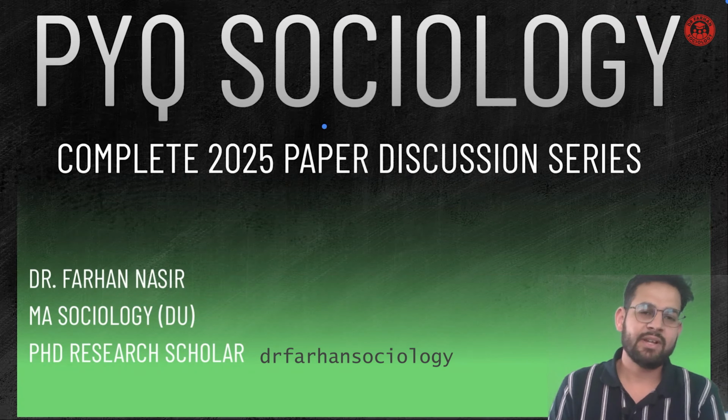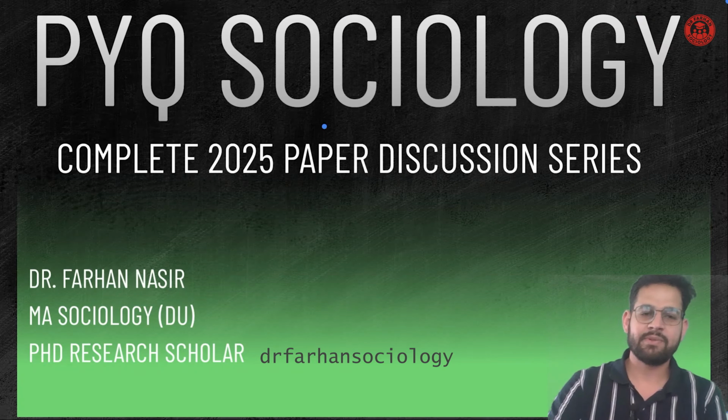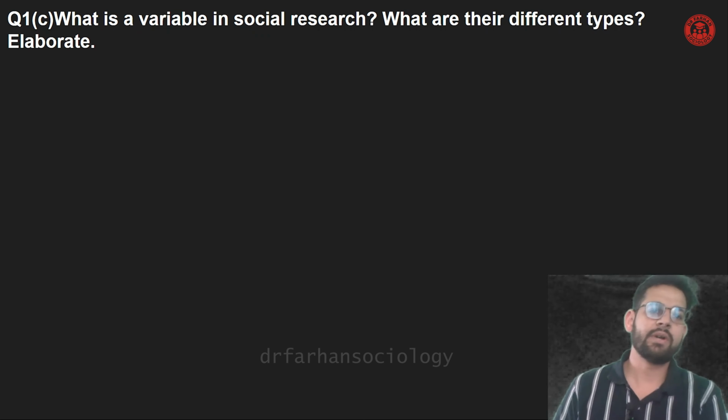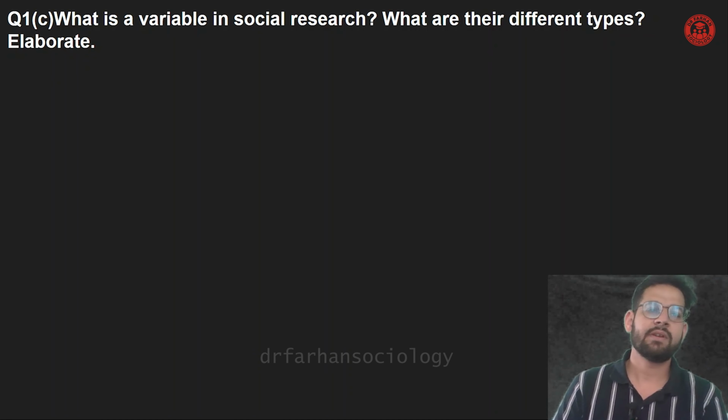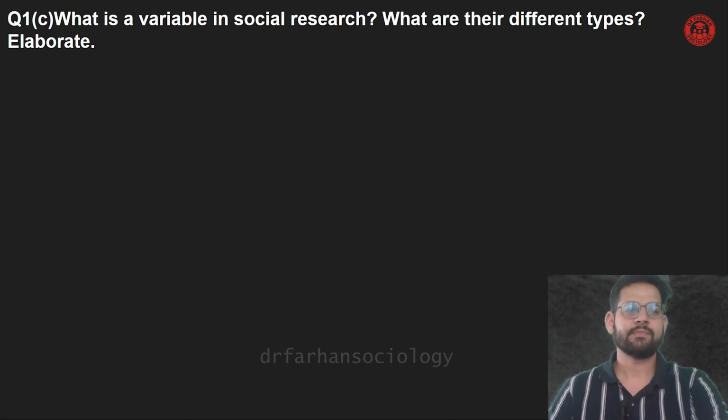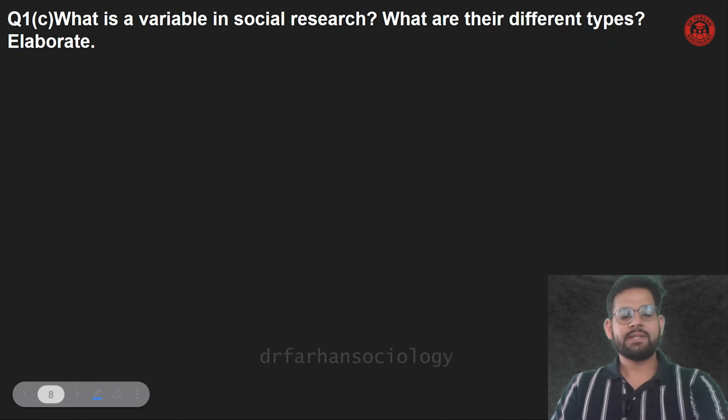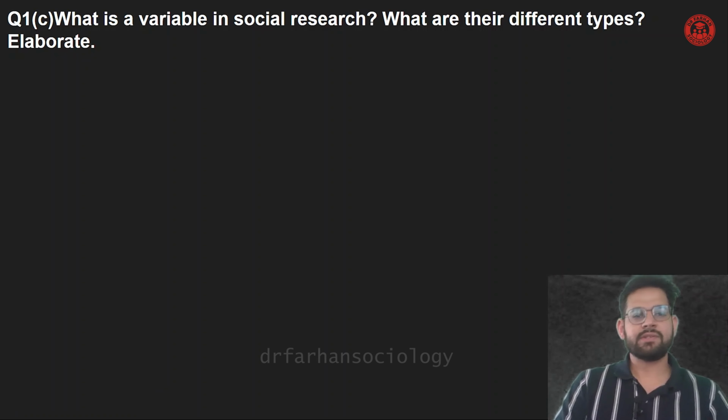Students, after our second question, let's look into the third question. What is a variable in social research? What are the different types? Please elaborate. Okay. Yes. Here, what do you understand by social research?